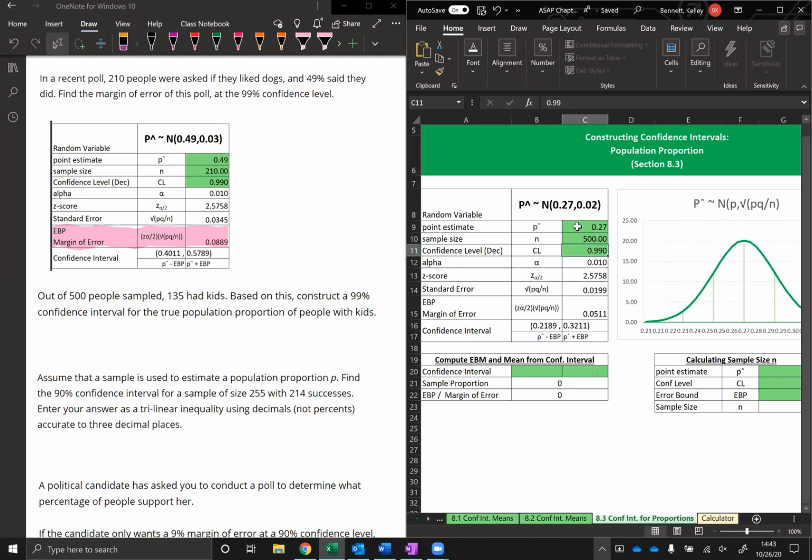And then we want to construct a confidence interval with 99% confidence. So here we're asked for the confidence interval, not for the margin of error as we were previously. So coming all the way down to the bottom, I see it's 0.2189 and 0.3211. So what that means is that we're 99% confident that the true population proportion for people who have kids is between 21.89% and 32.11%.